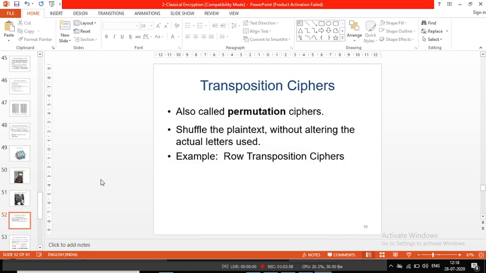Okay, and now we are moving to the transposition cipher. Till now we have seen all the techniques in the substitution cipher. What is called a transposition cipher is that only rearrangement will happen. No new letter will be substituted or included in the plain text.